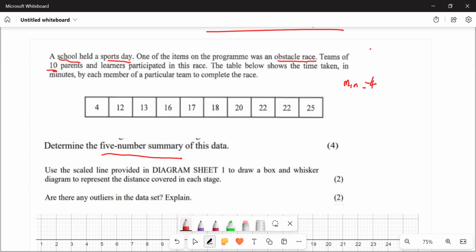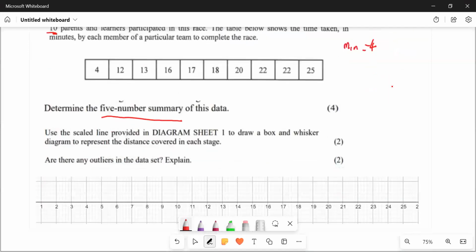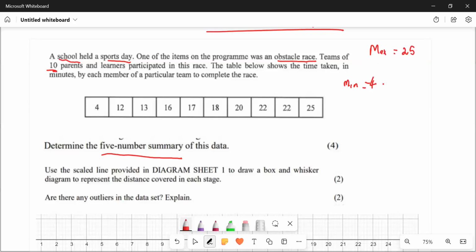And then what is going to be the max, Amos? The max is going to be 25. Okay. And then from here onwards, we are going to determine our Q1, Q2, and Q3. So where should I start, Amos? Can you talk so that everyone can hear you? Start by finding Q2.